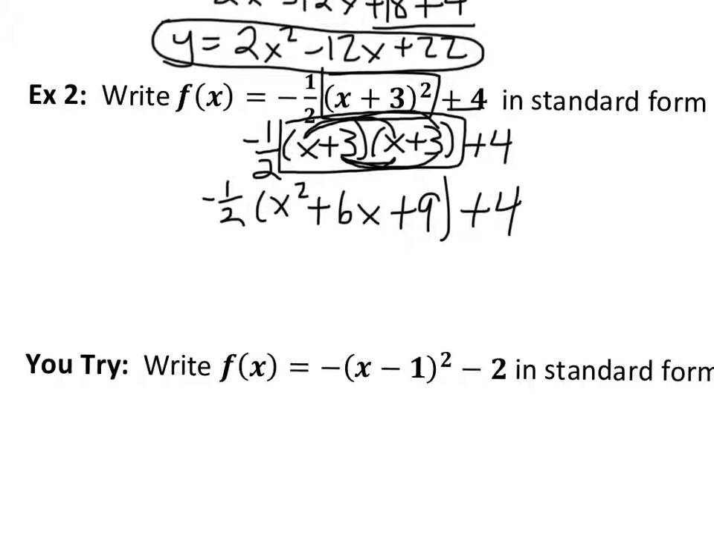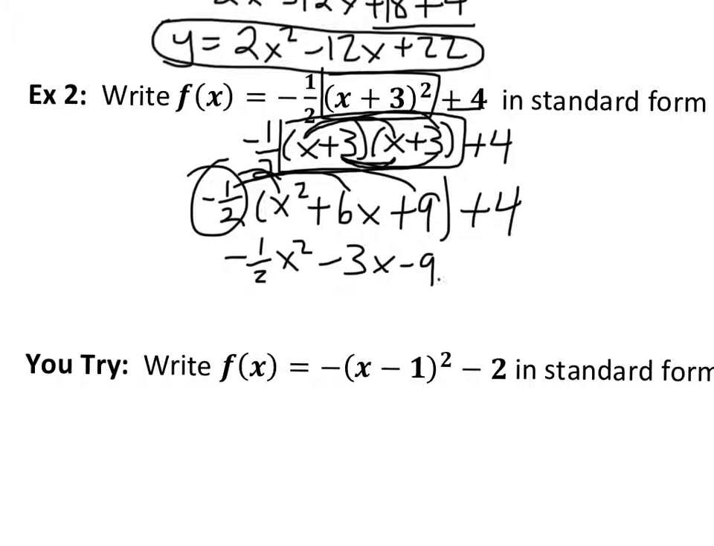And just like before, we're going to distribute that coefficient to the x squared. Negative 1/2 x squared is going to be my first term. Then negative 1/2 times 6 is like saying 6 divided by negative 2. That's negative 3x. And then negative 1/2 times 9 is negative 9/2. Or we're going to probably rewrite that as negative 4.5 in a second. And I'm going to copy down the plus 4.